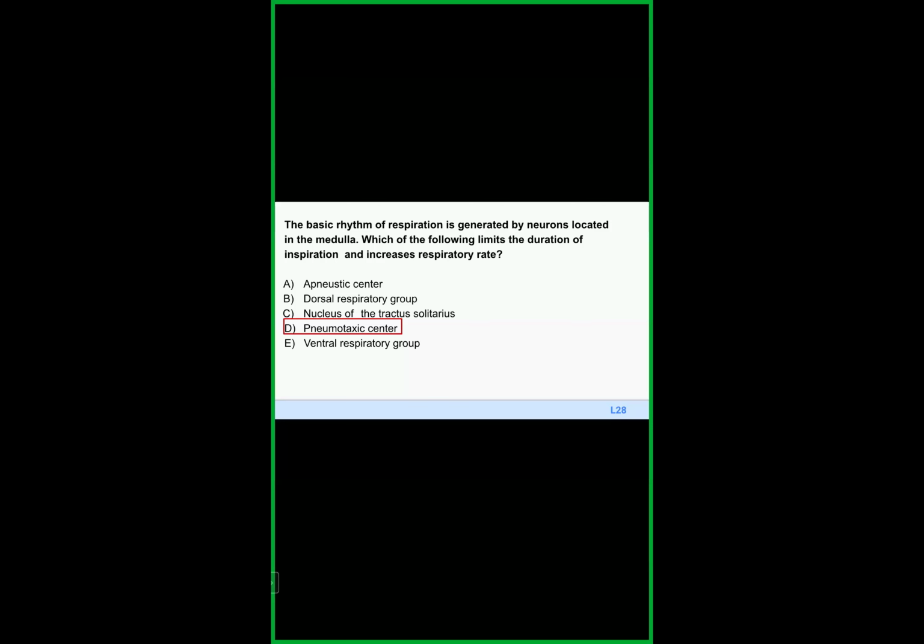C, the nucleus tractus solitarius, NTS, basically gets sensory information from the vagus nerve, like baroreceptors and chemoreceptors, and it's not directly involved with limiting the duration of inspiration or increasing the respiratory rate. And lastly, E, the ventral respiratory group, is responsible for both inspiration and expiration, so it's not specific. Only D, the pneumotaxic center, is specific for limiting the duration of inspiration, which essentially leads to an increase in the respiratory rate.